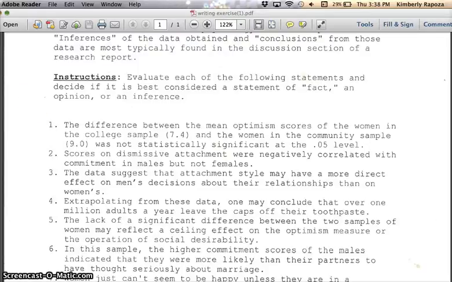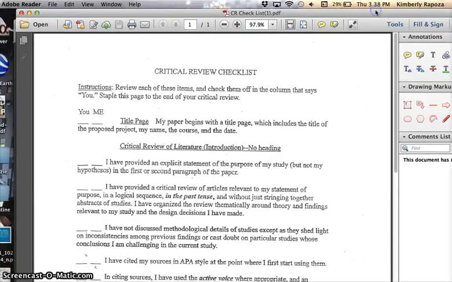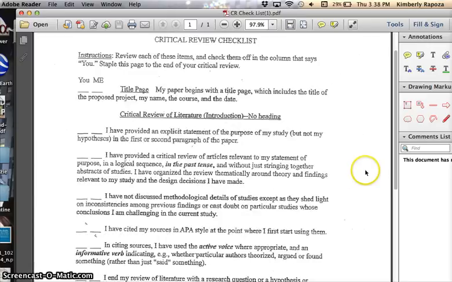So let's talk about the critical review checklist and what goes into the critical review. So the first thing you're going to need for the critical review is your title page, and that includes your title, proposed project, name, etc., etc.